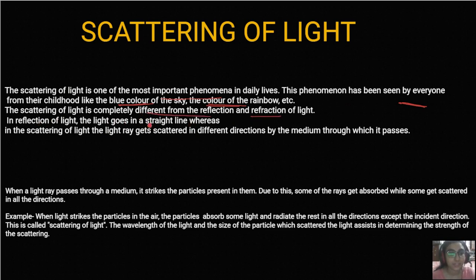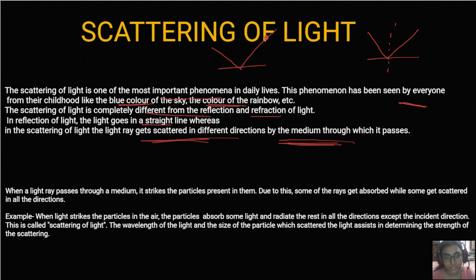In reflection, the light goes in a straight line, we know. And in scattering, the light gets scattered in different directions by a medium through which it passes. So in reflection, there was only one way that the light would have moved, but in scattering, the light will get hit once on the surface and then scatter in all different directions. That is the meaning of scattering.